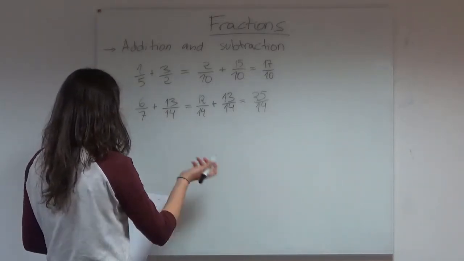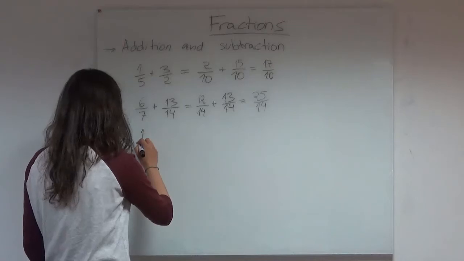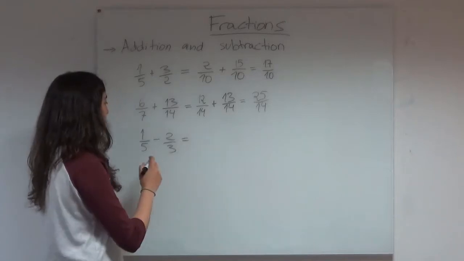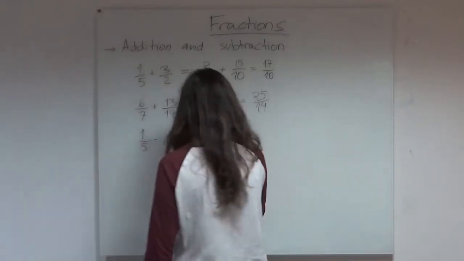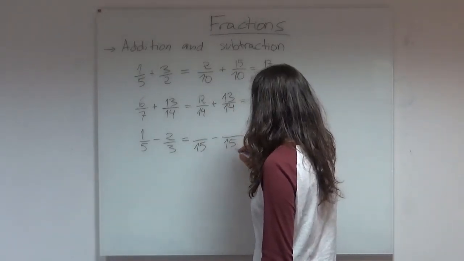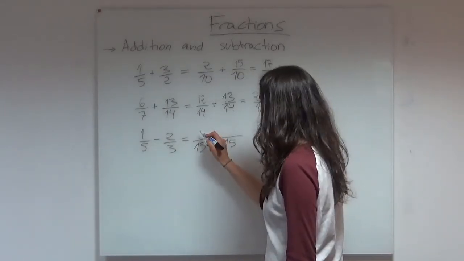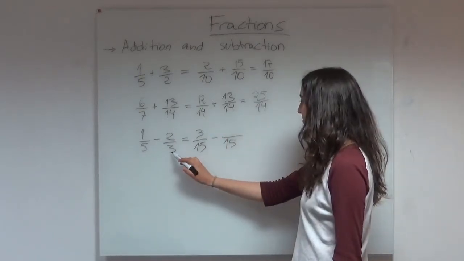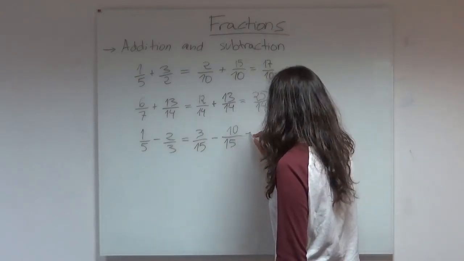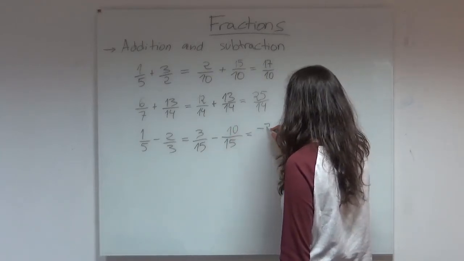So subtraction is just the same. So if we get a fifth minus 2/3, the common denominator would be 15. So then we get something over 15 minus something over 15. And then we've multiplied this by 3 to get 15. So we have to multiply 1 times 3, which is equal to 3. And then this 3 has been multiplied by 5, so 5 times 2 is equal to 10. And then we just take 10 away from 3, so it's 3 minus 10, which is negative 7 over 15.